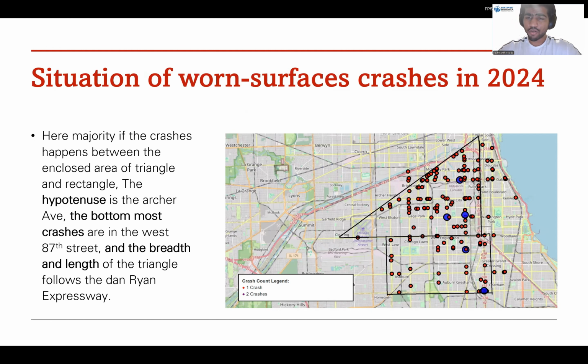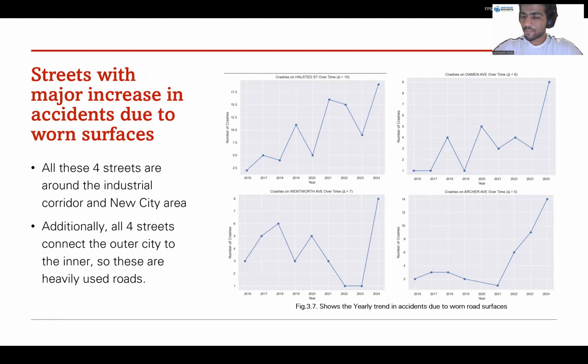And the bottommost crashes that are happening over here are at the West 87th Street. And the breadth and the height of the rectangle and the triangle trace the Dan Ryan Expressway. So between all these points are the crashes that are happening. There are other crashes that are happening due to worn surfaces outside this encapsulated area, but there are very few. So we try to focus on this. And since we talked about streets in the previous slide, we focus on the four major streets that are being affected by accidents due to worn surfaces.